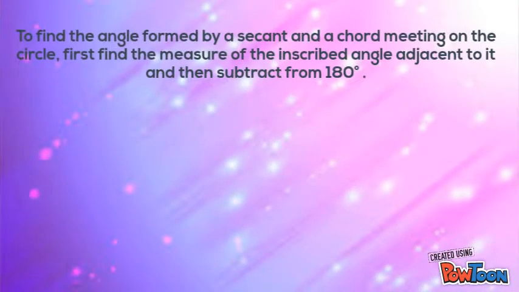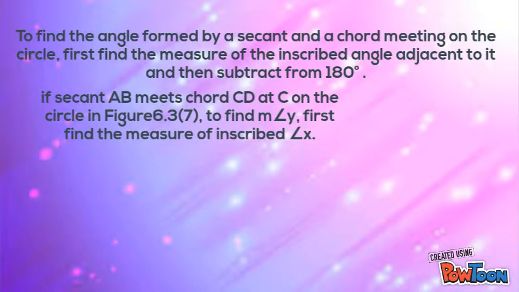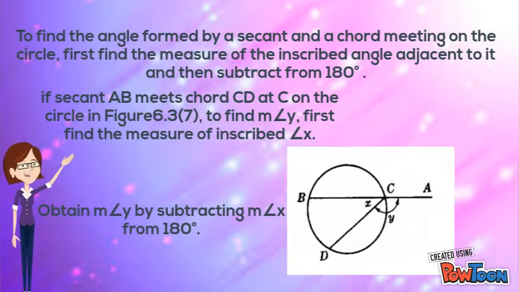Note: to find the angle formed by a secant and a chord meeting on the circle, first find the measure of the inscribed angle adjacent to it and then subtract from 180 degrees. Thus if secant AB meets chord CD at C on the circle in the figure, to find angle Y, first find the measure of inscribed angle X.